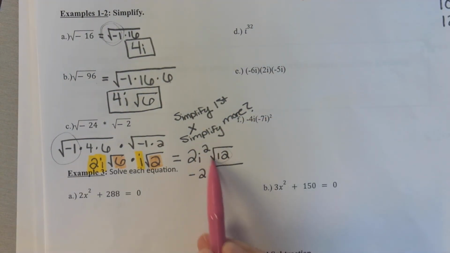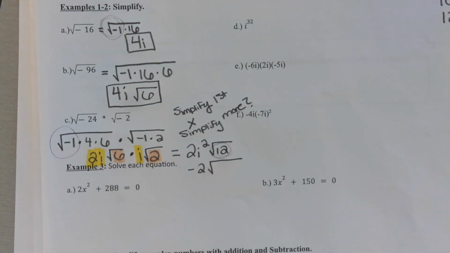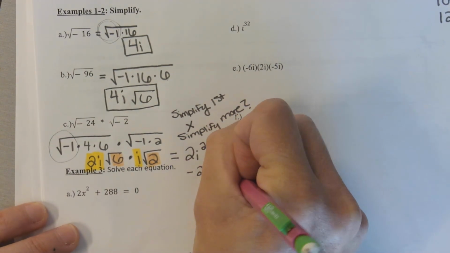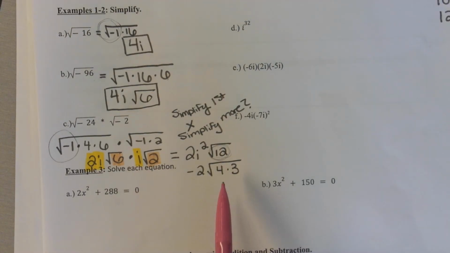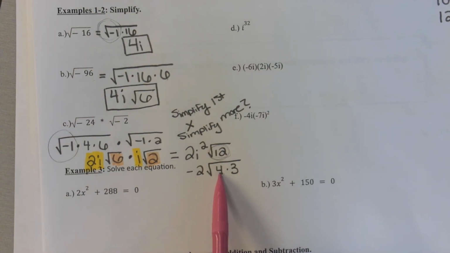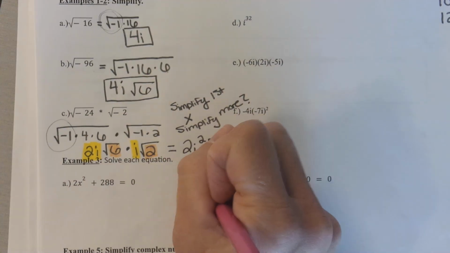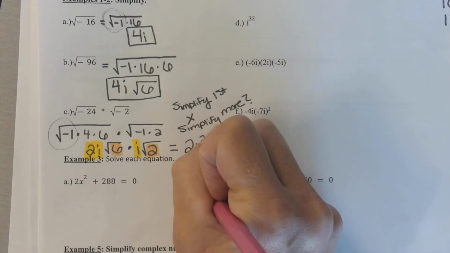Underneath the root, I need to look and see if I can break that apart. So 12 isn't a perfect square, but is there something that is a perfect square that divides it? Yes, 4. So this can be broken into 4 times 3. What do we know the square root of 4 is? 2. The 2 gets multiplied by this negative 2 out front, so I have negative 4, and the root 3 lives on.